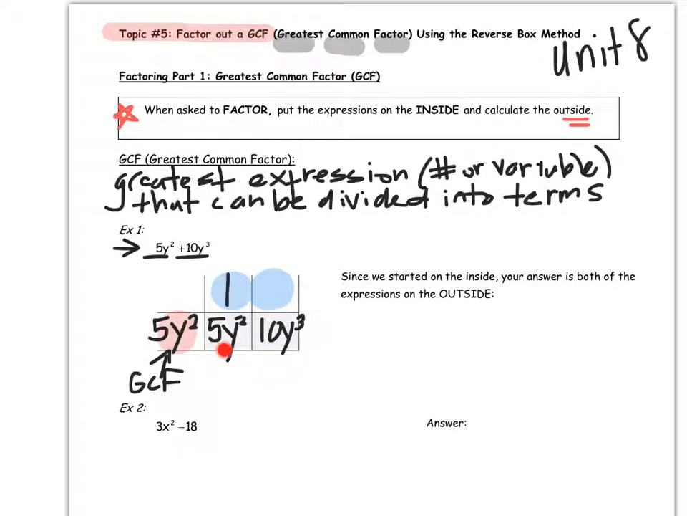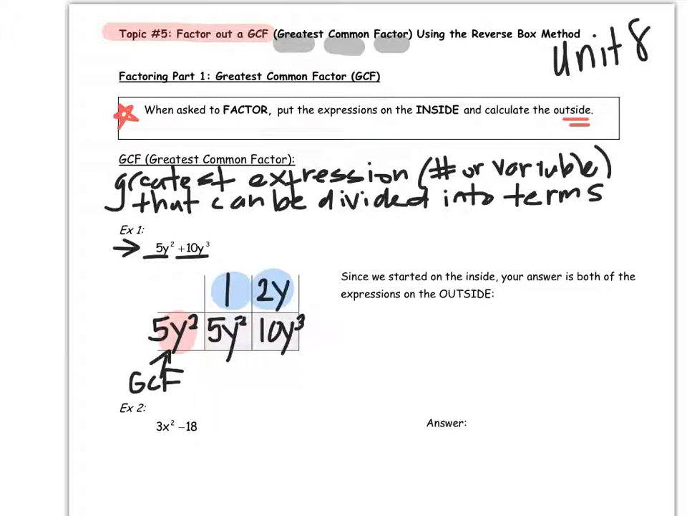Now I have to find a term here that when I multiply it by 5y squared, I get 10y cubed. The number is kind of easy. It's a 2, because 2 times 5 gives me 10. Now you need a letter. I need a letter here that when I multiply it by y squared, I get y cubed. Now we know that the exponent 3 just means that there are 3 y's multiplied. I have 2 of them already. I just need one more, so I have a y.